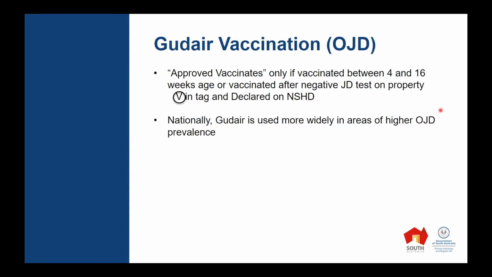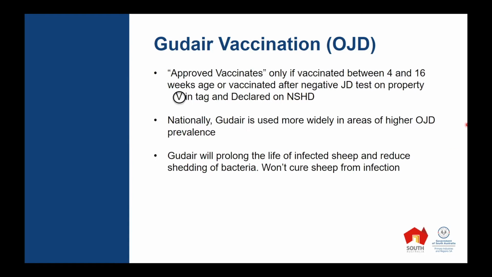What we do find though is that obviously Gudair vaccine is used more widely in areas of higher prevalence for OJD. So buying vaccinates, approved vaccinates, is not the be all and end all, because you may well be targeting sheep from areas of higher prevalence. So again, if you're concerned, it's important to request testing information, be that pooled fecal or abattoir, if it's available.